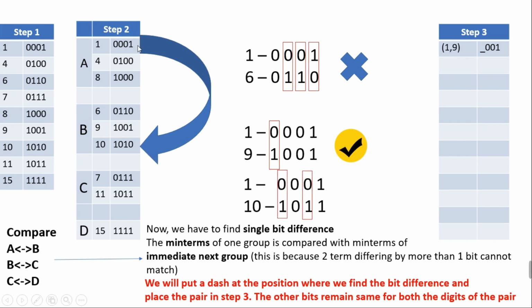After that, we're going to compare 1 with 10, and you can see there are 2 bit differences, so we're definitely going to discard it. So now the comparison of 1 with all those numbers is done. Now we're going to move on to 4.